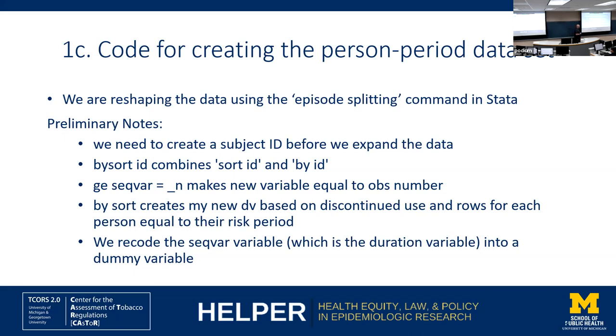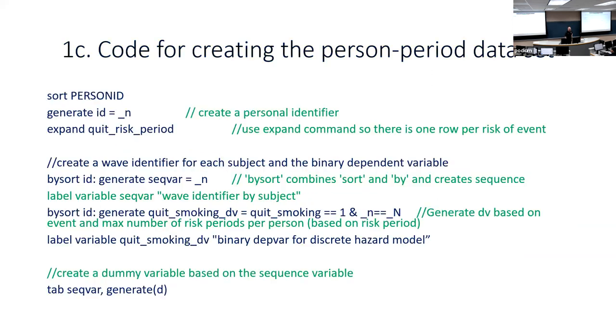A couple of preliminary notes that might be useful for some of you. We're going to use episode splitting as the way we're going to do the analysis. We need to create subject ID before we expand the data. And I don't think you actually really have to create the subject ID variable. We have path identifiers. I hate looking at really long path identifiers and trying to tell them apart from each other. Because I'm not very bright that way, I create one through 7,591. It makes things easier for me personally. Then we're gonna use something like combining by and sort. So sort ID and by ID, if you use by sort, it's a command you can use in Stata. I'm gonna give examples in the next slide, but the generate sequence variable underscore n creates a new variable equal to the observation number. By sort, we're going to create a new dependent variable based on the number of risks per period. And then we're going to create a sequence variable, which is going to be used for our baseline hazards. So there's a little bit of background to what we're going to do. This is an example of the code.